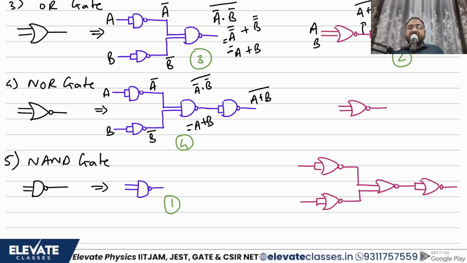Now let's look at the same in the NOR gate. See, if you want a NOR gate, you just have to write a NOR gate. So this is 1. But if you want to design a NAND gate using a NOR, this is the same shape as this one, and you will need 4 gates. Let's check quickly if this is true.